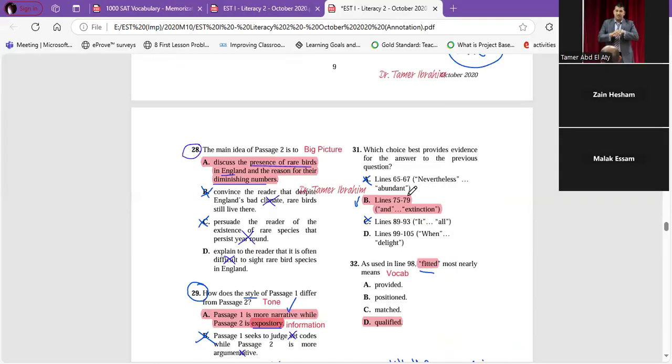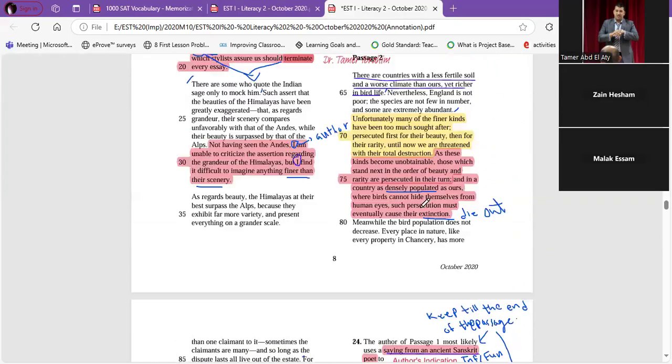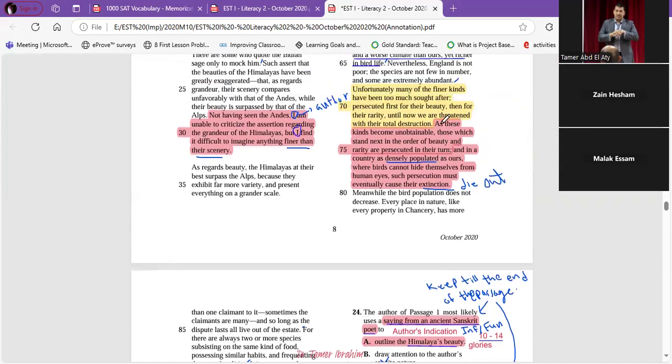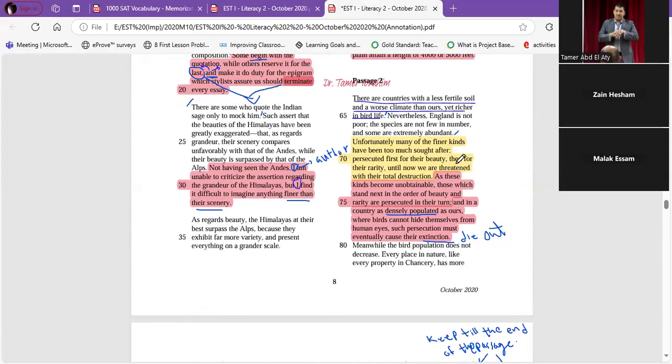From 75 till 79, from end till extinction. But the problem is that it's not completed. So from add these kinds. Which kinds do you talk about? Take care. Which kinds do you talk about? So take a sense before. Is it included in the evidence before? No. So unfortunately, many of the finer kinds have been too much sought after.